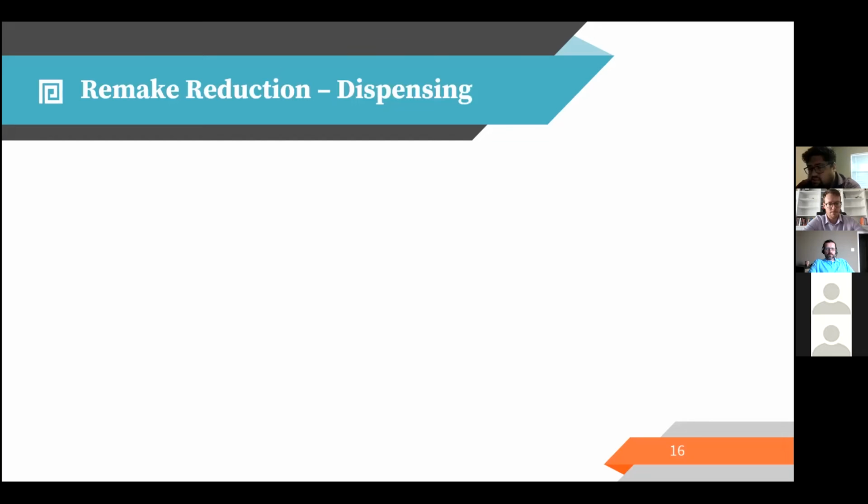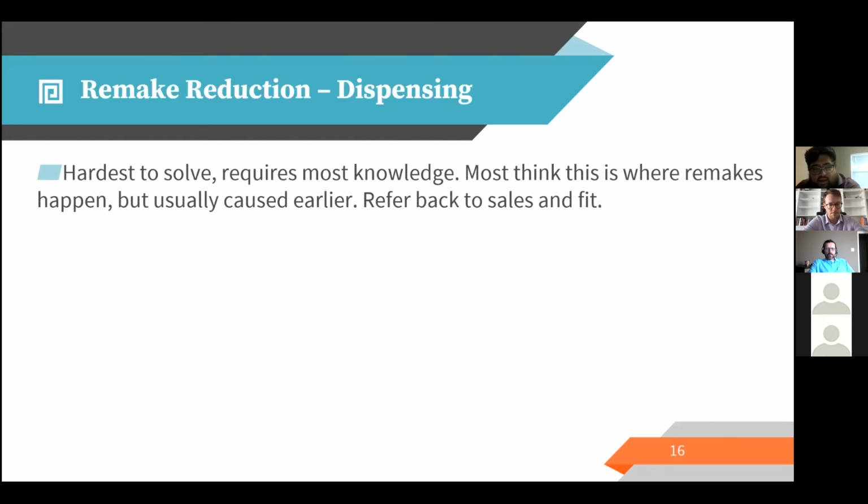At the dispensing level, this is the hardest thing to solve because at this point, something's wrong, tensions are high, and you really need to know what you're doing to fix a problem on the fly like that. But typically, nothing about the dispensing process should be causing a remake. Nothing about the dispensing process should be making the problem worse. It's because something happened earlier.